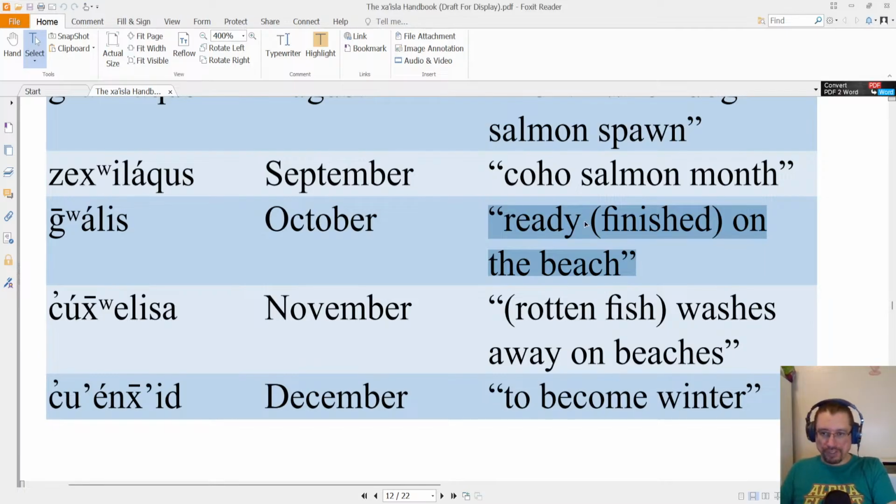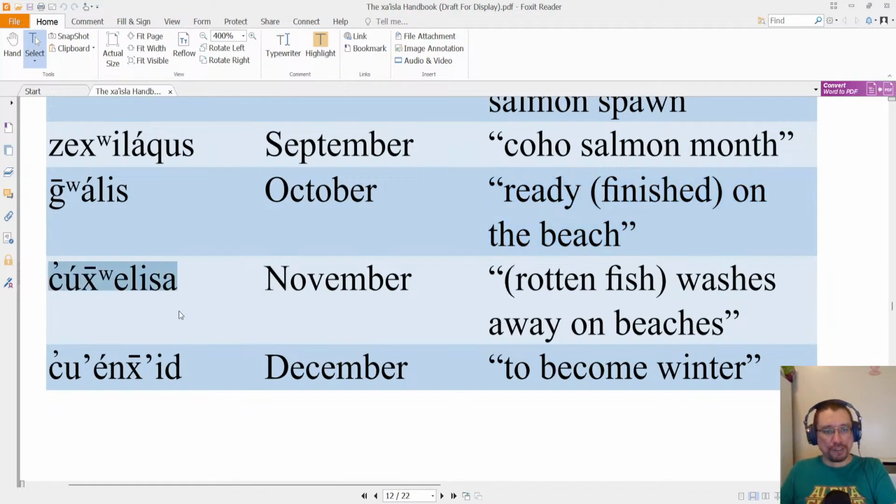So there's different meanings for gwath, which is the root word. Gwath can mean ready, or it can mean finished. So this can mean either one. Gwalis could mean ready or finished on the beach. So this is after we've gone through all of the different species of salmon. The salmon have finished running, so now we're finished on the beach. We're finished harvesting and cleaning fish and processing fish.